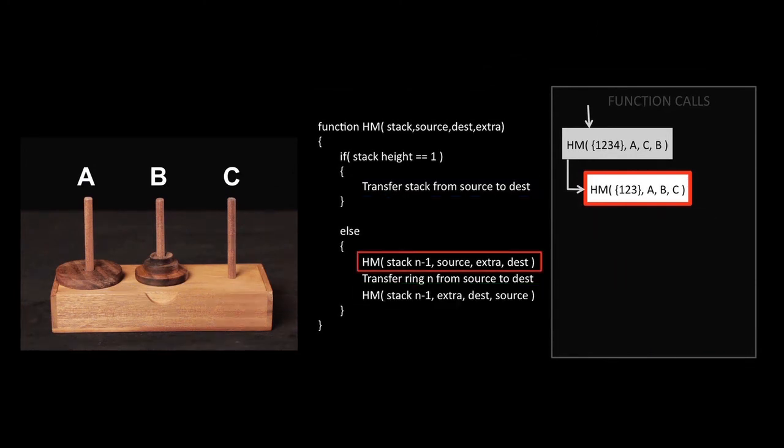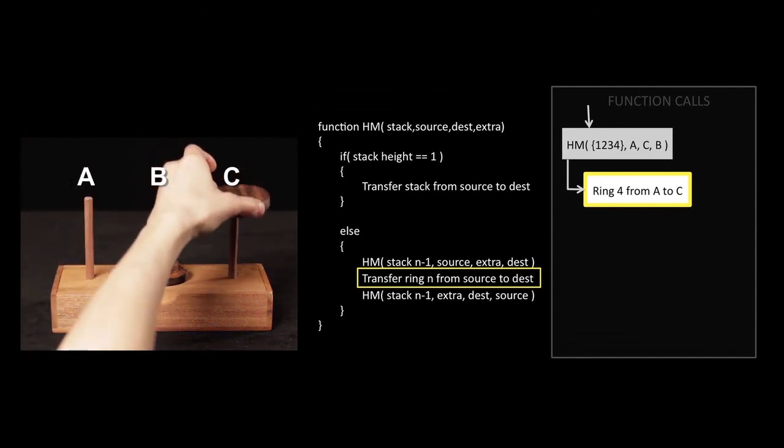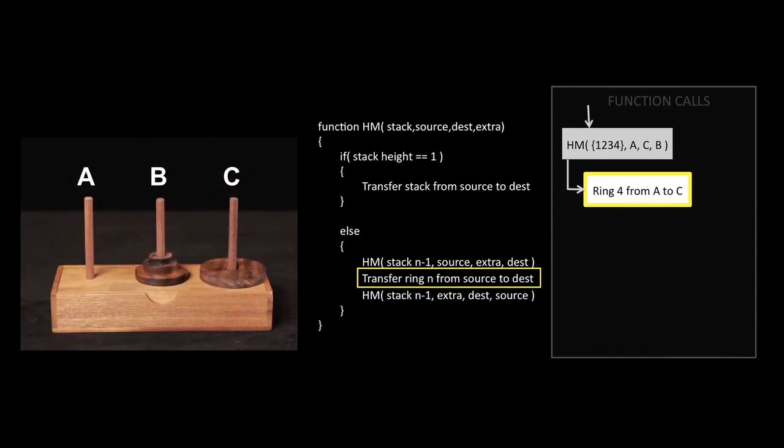Finally, we return back to our original function call, and we've completed transferring 3 rings from A to B. So, we can move our largest ring, number 4, from A to C. Now, we need a whole other set of recursive function calls to transfer the 3-ring stack from B to C. Pause the video now to finish checking the second half of our solution.